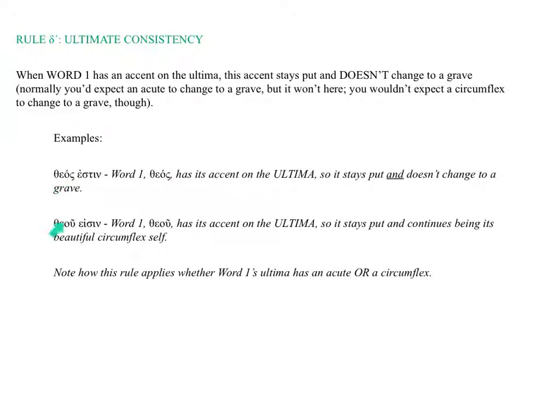In our second example, teu eisen. This circumflex is an accent on the ultima, and it stays put, and it doesn't change to anything. It doesn't change to a different kind of accent. It doesn't change its position. It just stays consistent. We're rule delta, ultimate consistency. This is a pretty easy one. When word one has an accent on the ultima, it's gonna stay put, and it's not gonna change.